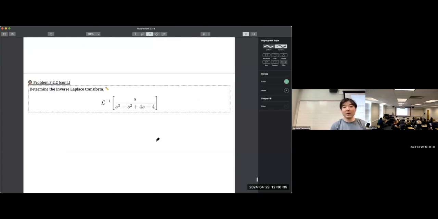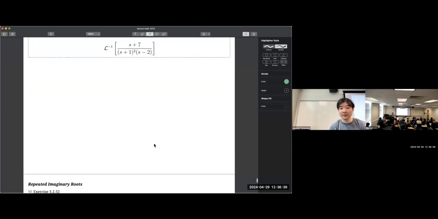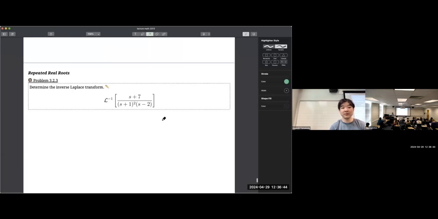I think there's only one more. There's only one more. What is this? Okay, so maybe there's just a couple more. And then we're going to use these to solve differential equations.